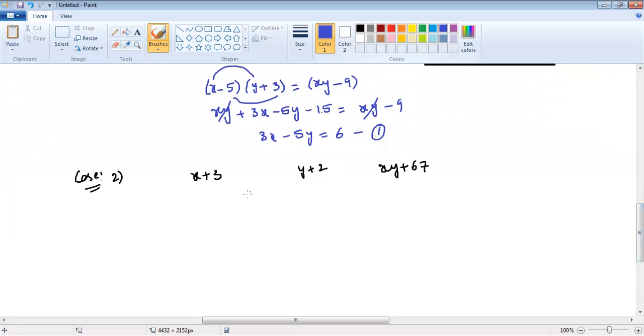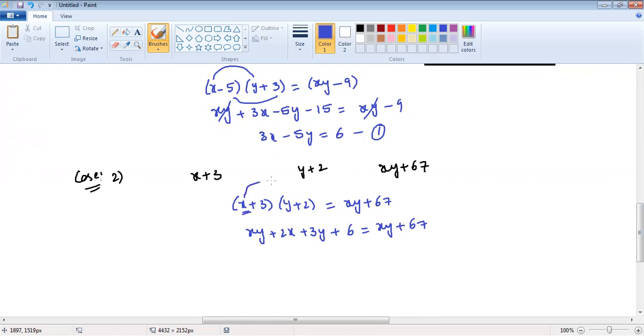Then what we will take now? (x plus 3) into (y plus 2) is equal to xy plus 67. Am I right? Yes, sir. Right. So xy plus 2x plus 3y plus 6 is equal to xy plus 67. X into whole, then 3 into whole. Then xy gets cancelled both sides. Then 2x plus 3y is equal to 61.